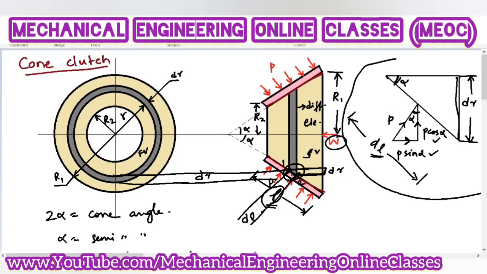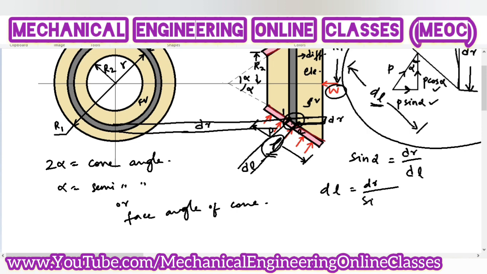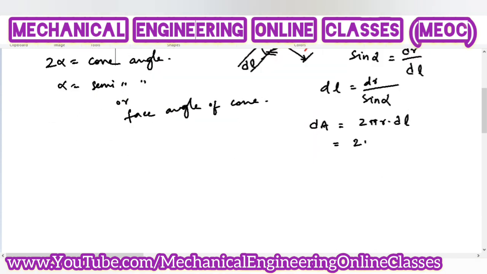Now from the magnified figure, sin alpha is nothing but opposite side by hypotenuse. Opposite side is dr and hypotenuse is dl. So dl can be written as dr by sin alpha, and dA, which is the area of the elemental ring, is 2 pi r into dl, which is 2 pi r into dr by sin alpha.